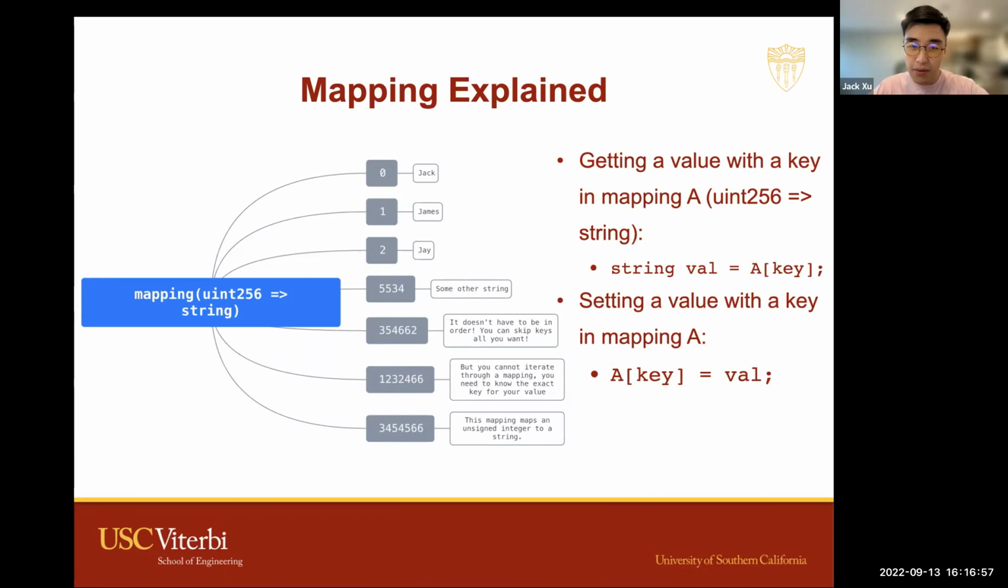But it can't go backwards. If you want a mapping that points from a string to a number, then you'll have to reverse it. You'll have to do mapping string pointed to ITP-356, and that way the key will be the student name. In that case, we'll basically flip the order between the name and the number.